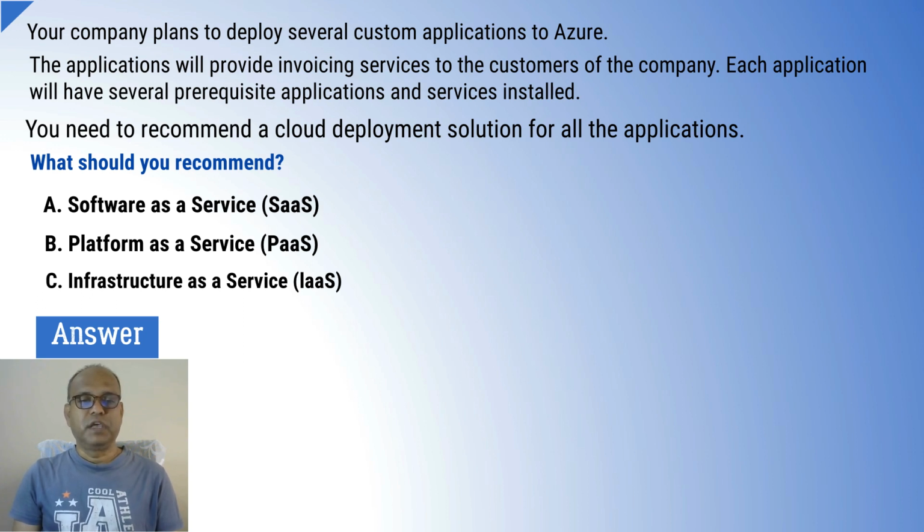Option C, Infrastructure as a Service (IaaS) is an instant computing infrastructure provisioned and managed over the internet. The IaaS service provider manages the infrastructure while you purchase, install, configure and manage your own software. Therefore, this option is the correct answer.